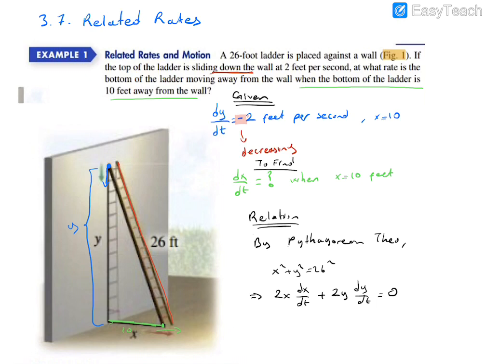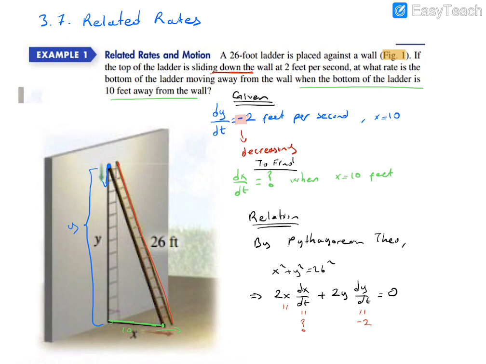So this equation relates the rates dx over dt and dy over dt. Okay, so this is a related rate relation. And this type of problem is called a related rate problem. So here we know dy over dt is -2. Our aim is to calculate dx over dt.